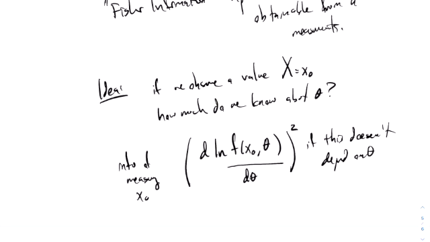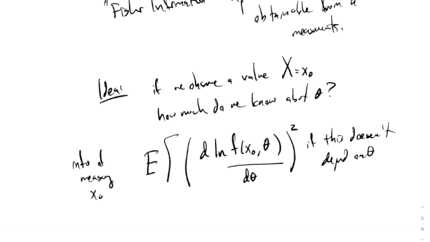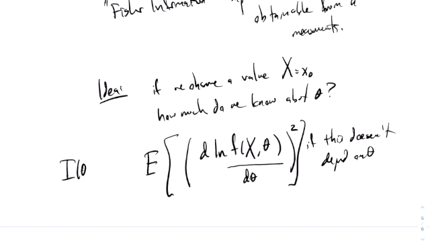So okay, but we don't know what value we're going to measure. So instead, we're going to replace this by what do we expect to find? So we want instead to say what's the expected value of this, where instead of looking at a particular value, we're letting this be the random variable. And this is what's called the Fisher information. So this is I of theta, the Fisher information.